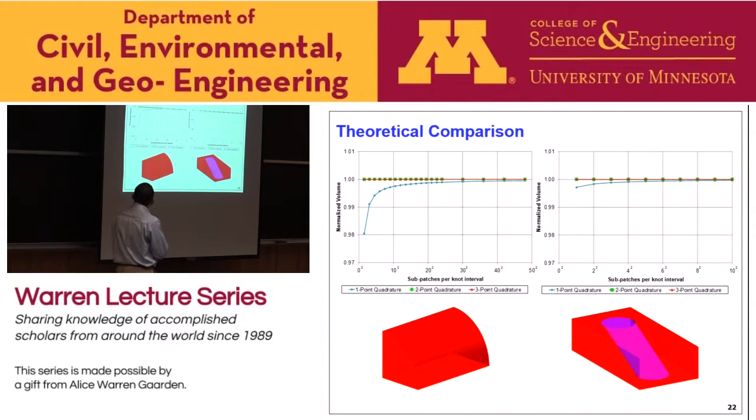So the graphs on the top show the different volumes computed using 1-point, 2-point, and 3-point quadrature, and you see the 1-point slowly converging to the theoretical volume, whereas the 2 points and 3 points seem converged right from the start. So for most practical cases, if we use 2-point quadrature with a very coarse surface tessellation, we can get a good volume estimate.